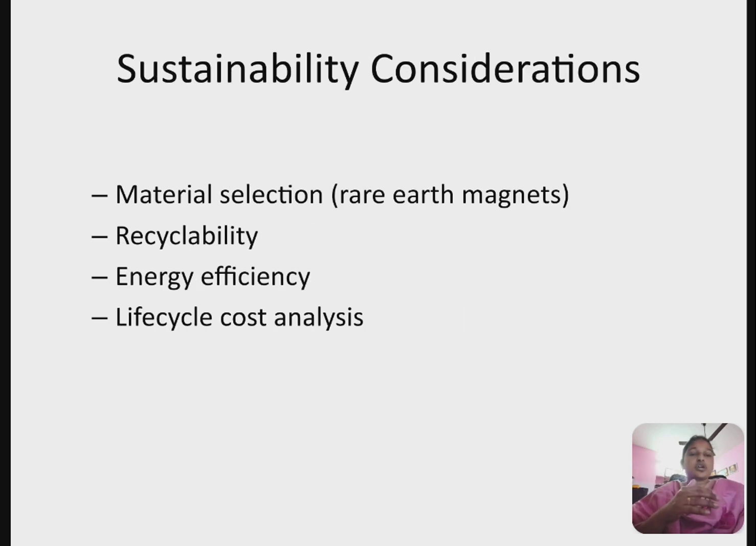Finally, we need to talk about sustainability. Modern EV designs must consider the use of rare earth materials, recyclability, because batteries cannot be recycled once they are degraded, and then energy efficiency of the motors and the life cycle cost analysis of the EV. So the goal here is to design a motor that is eco-friendly and future ready.